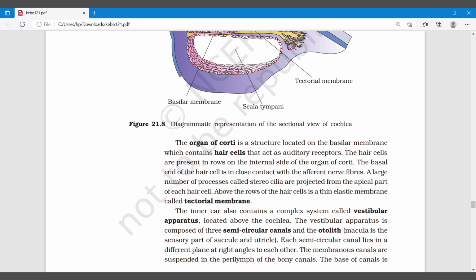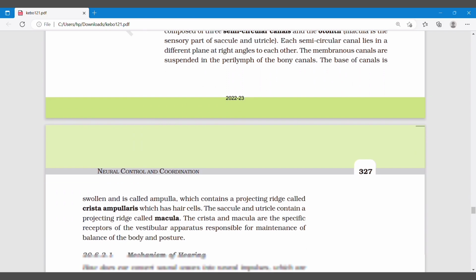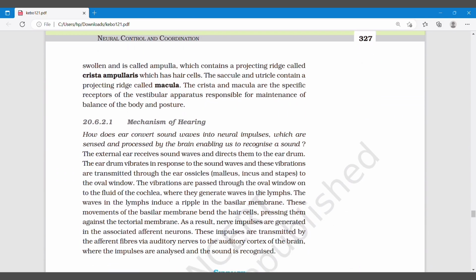The inner ear also contains a complex system called the vestibular apparatus located above the cochlea. The vestibular apparatus is composed of three semicircular canals, and the otolith organ, that is macula, is the sensory part of the saccule and utricle. Each semicircular canal lies in a different plane at right angles to each other. The membranous canals are suspended in the perilymph of the bony canals. The base of the canals is swollen and is called ampulla, which contains a projecting ridge called crista ampullaris, which has hair cells. The saccule and utricle contain a projecting ridge called macula. The crista and macula are the specific receptors of the vestibular apparatus responsible for the maintenance of the balance of the body and posture.